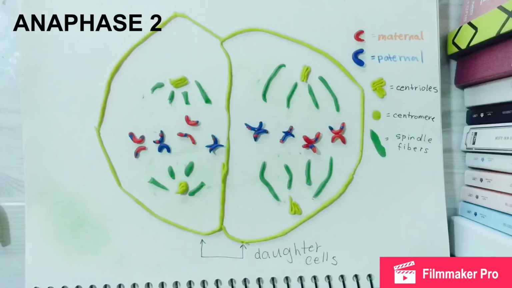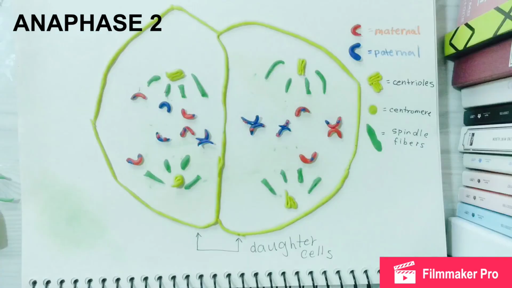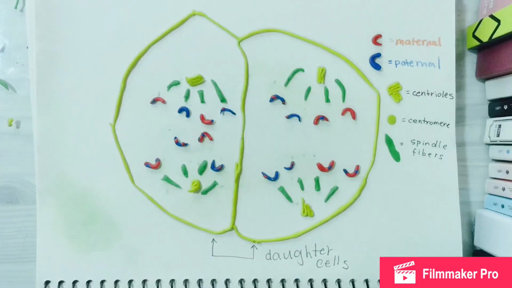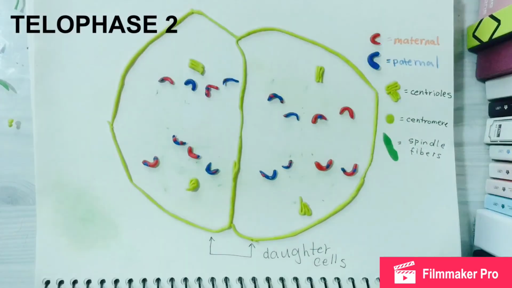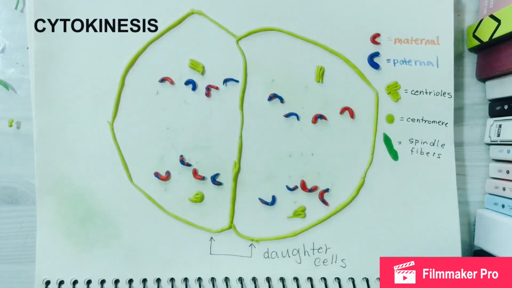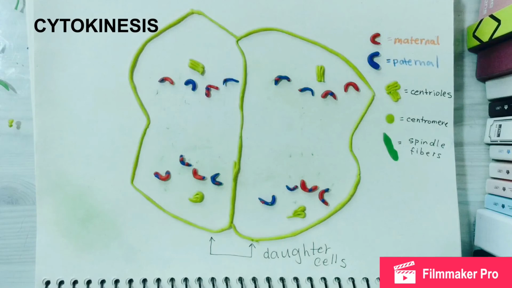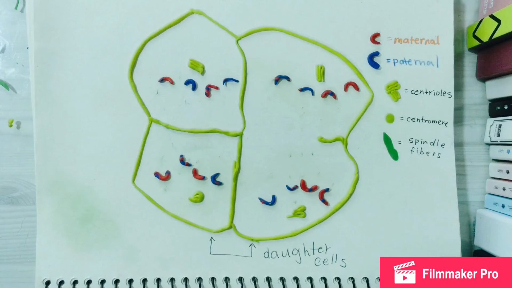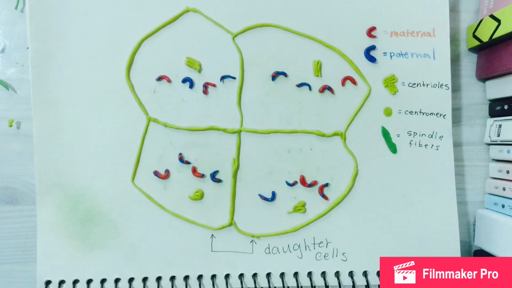Then, during anaphase 2, sister chromatids separate and move to opposite poles. During telophase 2, nuclei form at the opposite poles. Then cytokinesis happens. Cytokinesis is the division of cytoplasm and the formation of 2 distinct cells. Finally, 4 granddaughter cells are produced. Each sperm cell has half the number of chromosomes as the parent cells. The sperm cells are haploids.